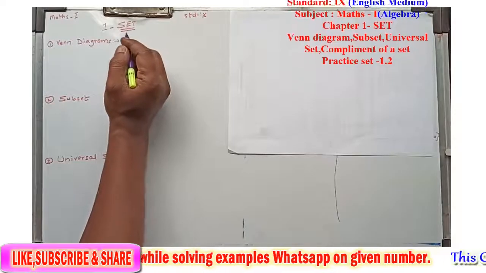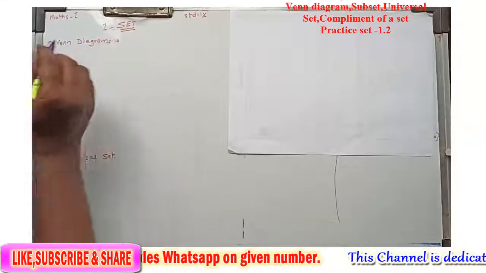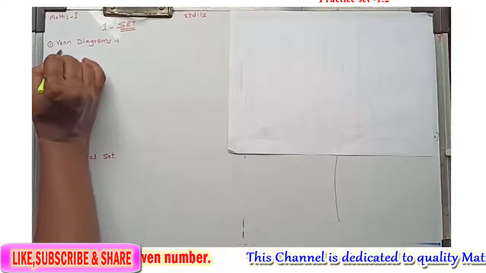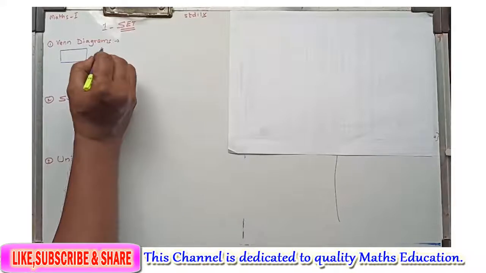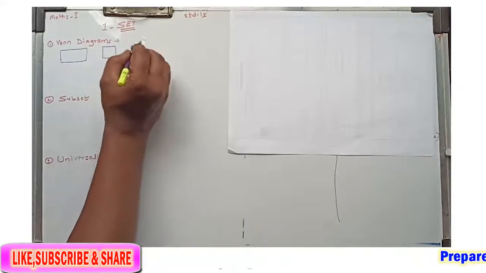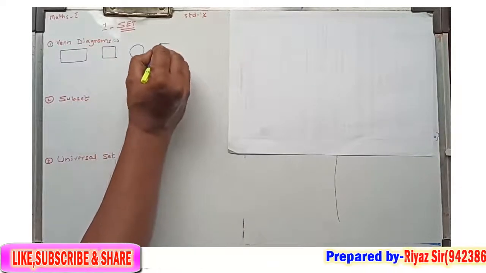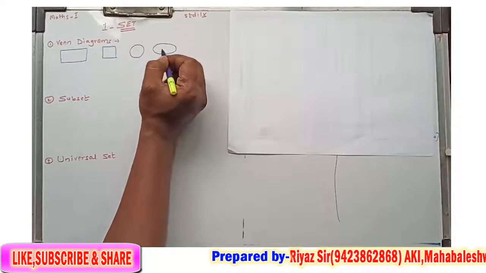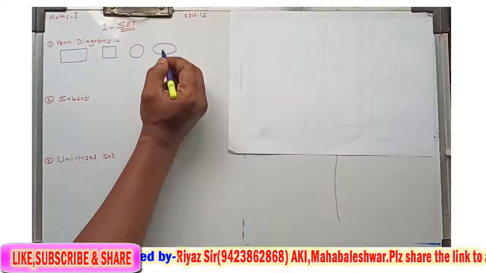Those diagrams are closed diagrams, and the diagrams which are used as Venn diagrams are: one is a rectangular shape like this, a square, that is also used as a Venn diagram, then a circle, and this oval shape or elliptical shape. All such diagrams are used as a Venn diagram to represent a set.